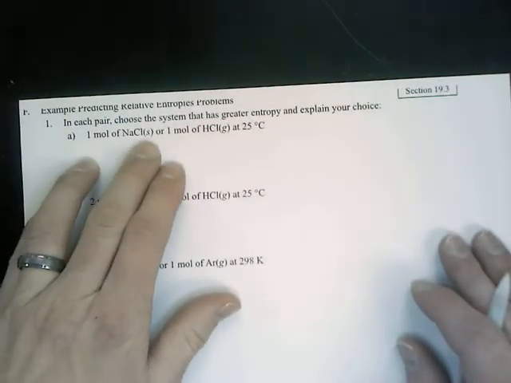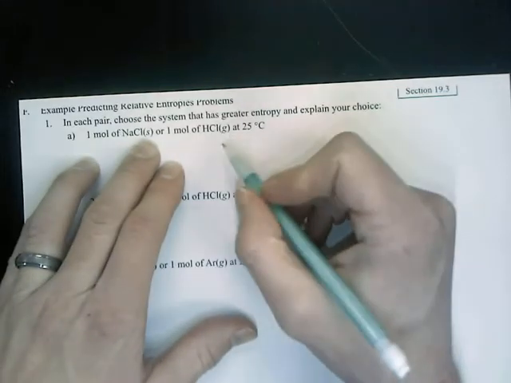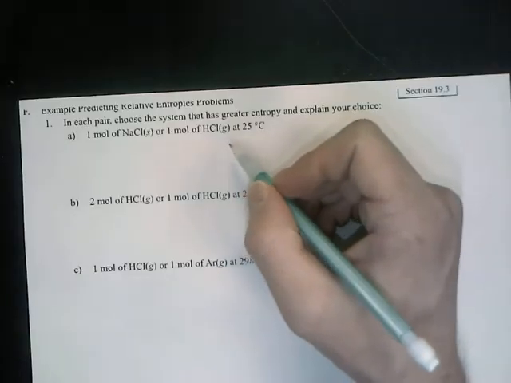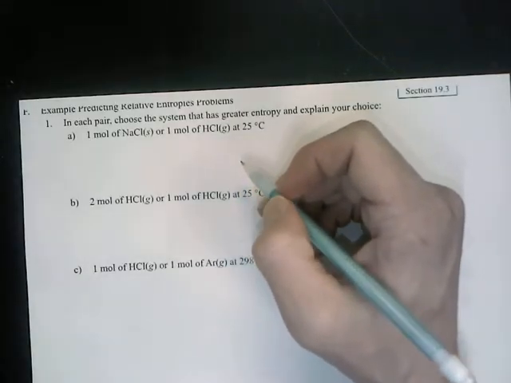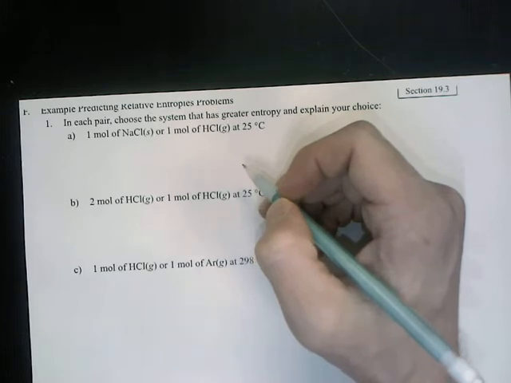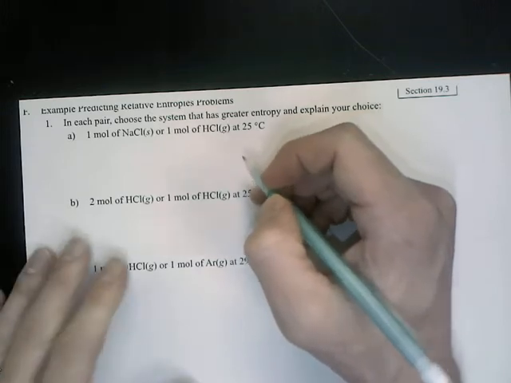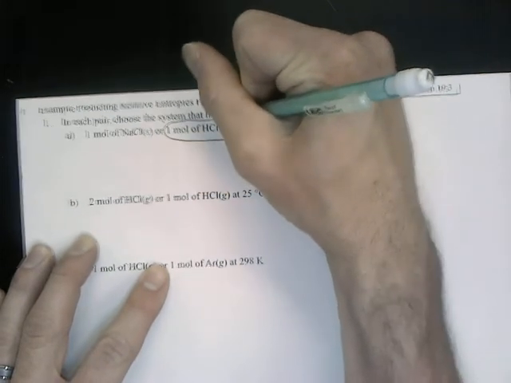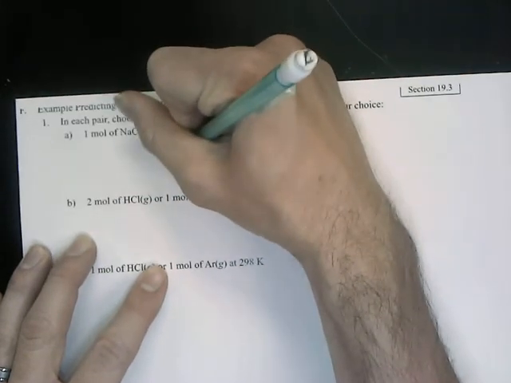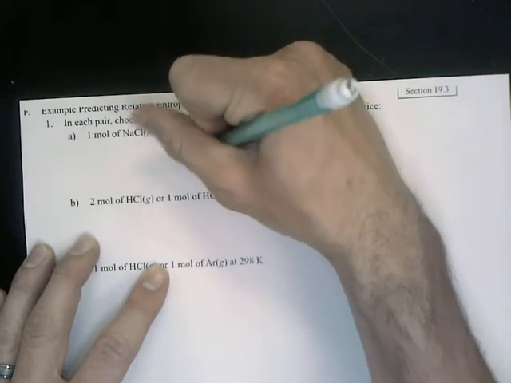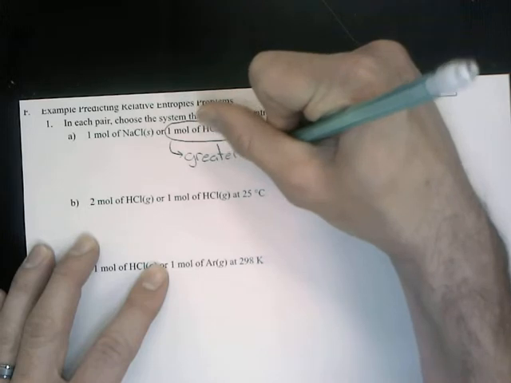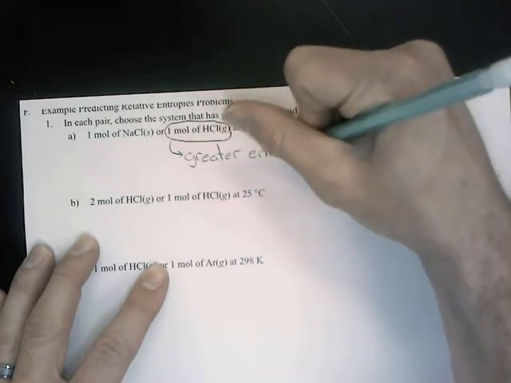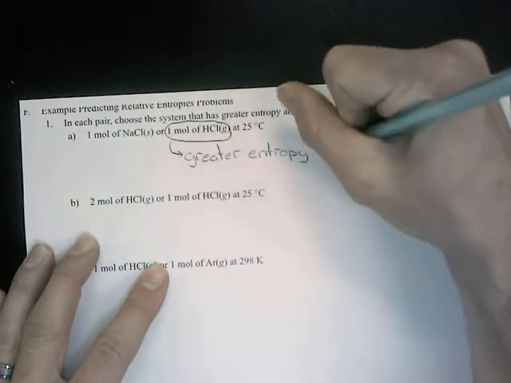So we have 1 mole of solid sodium chloride versus gaseous hydrogen chloride gas. Okay, now the state of matter with the greatest entropy is that of the gas. So I'm going to circle this as the gas, and this is greater entropy, and that is because you're in your gaseous state.